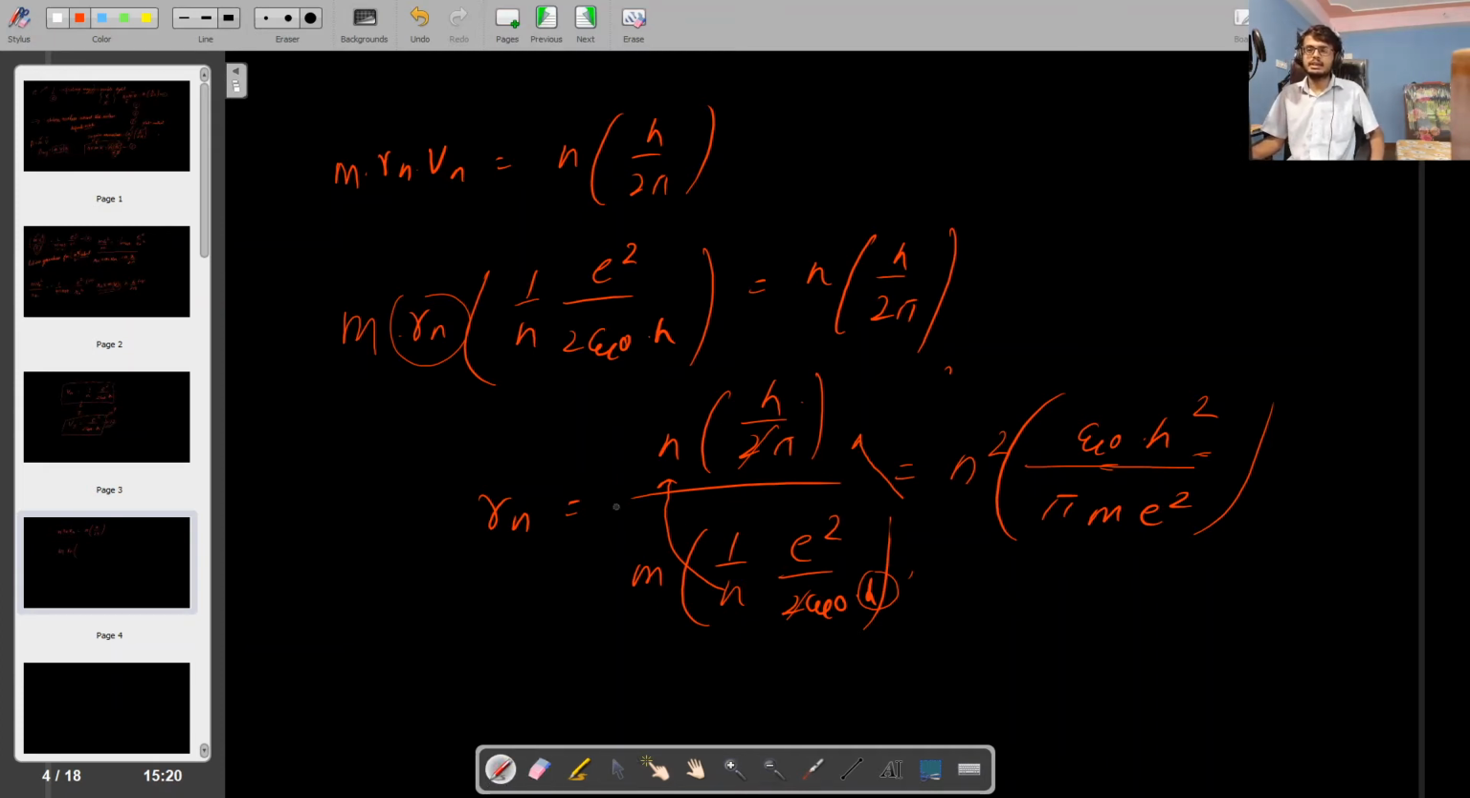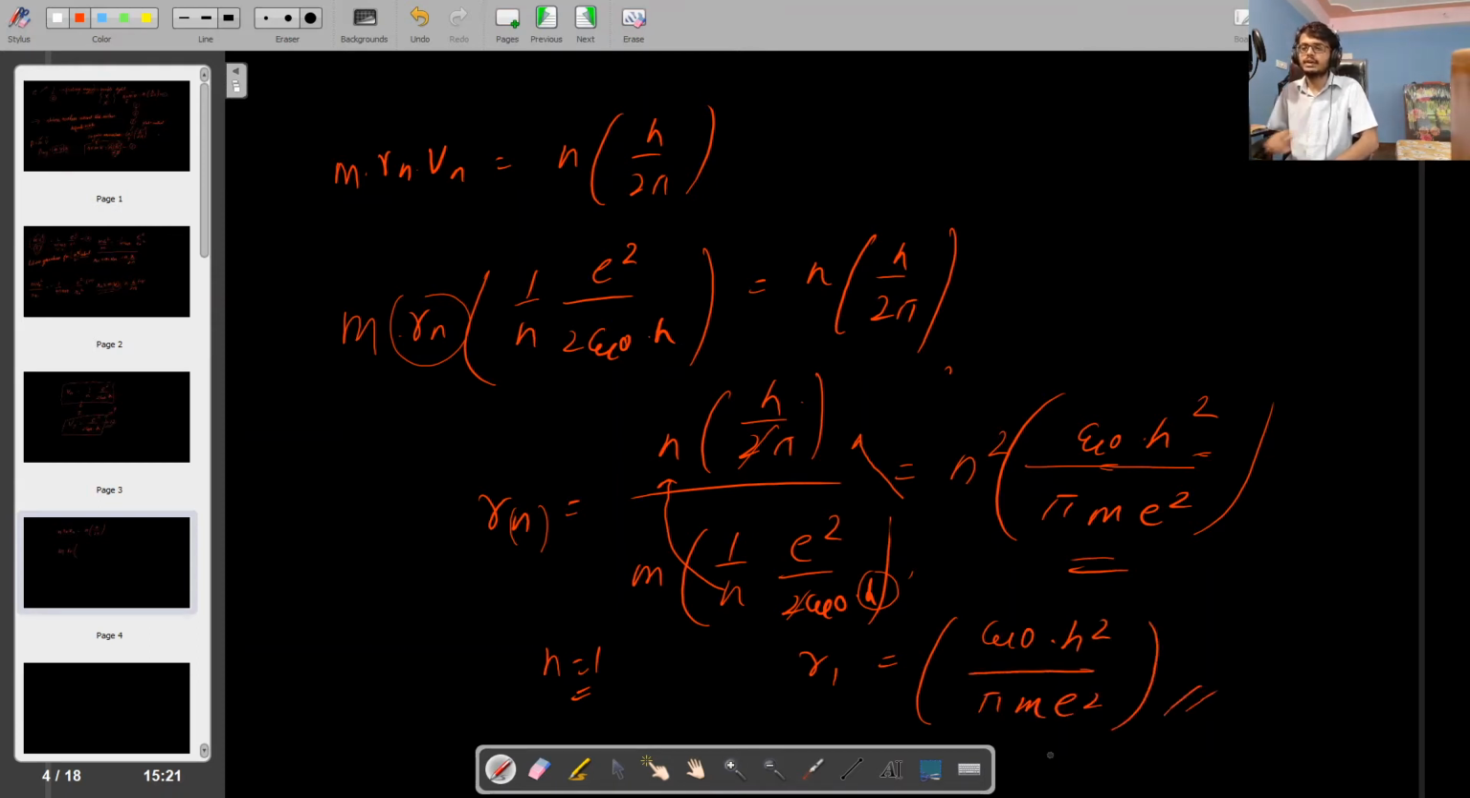So the radius of the electron in the nth orbit is given by n squared epsilon naught h squared divided by pi m e squared. This is a very important formula. Now when you substitute n equal to 1, the radius of the first electron orbit is r1 equal to epsilon naught into h square divided by pi m e square. So this is for every case.